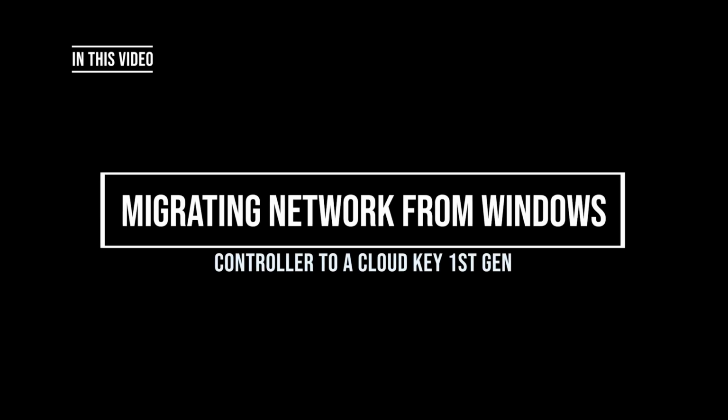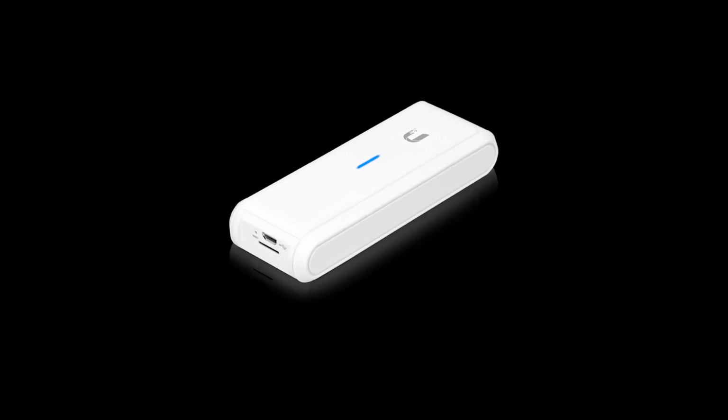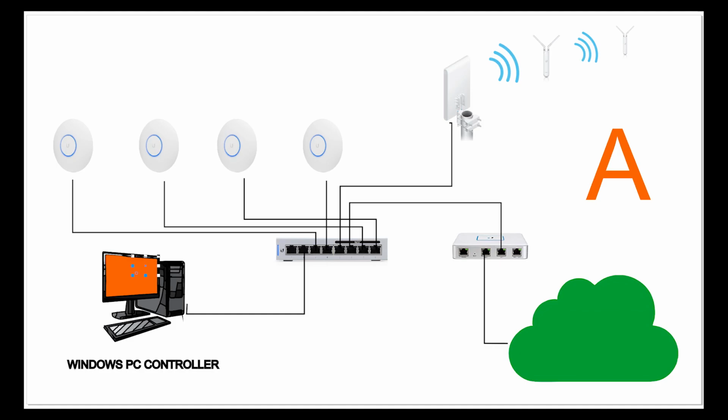In this opportunity, we're gonna talk about the Cloud Key and how we can migrate from a Windows computer running the Windows controller to a Cloud Key. This is the schematic of what we would have in order to have our Wi-Fi network controlled by a Windows PC controller, which is very fast, very reliable, and it also has a lot of cool stuff that you can do with it in order to have a very fast network running.